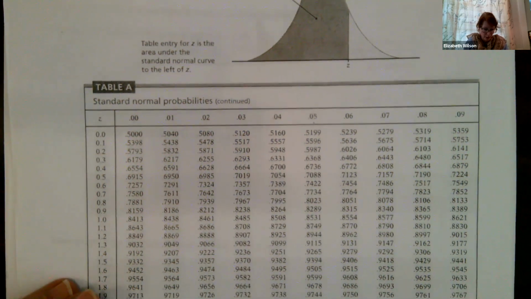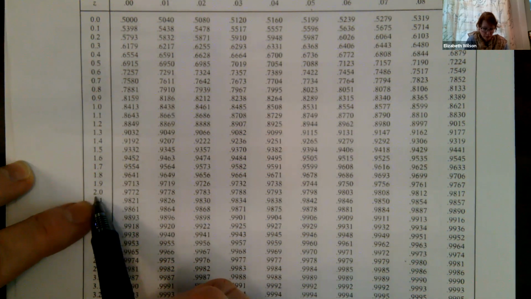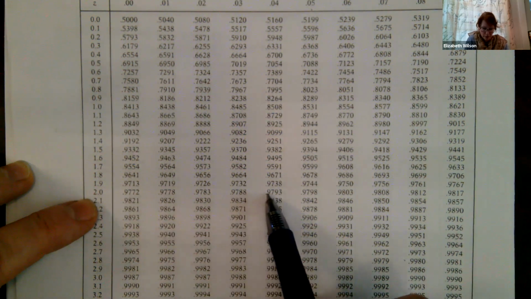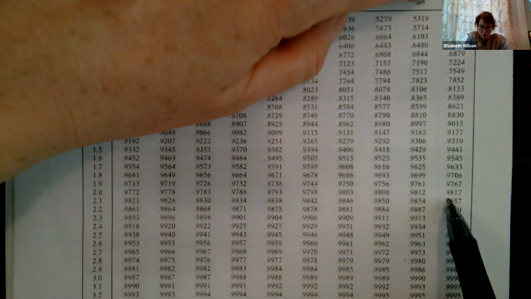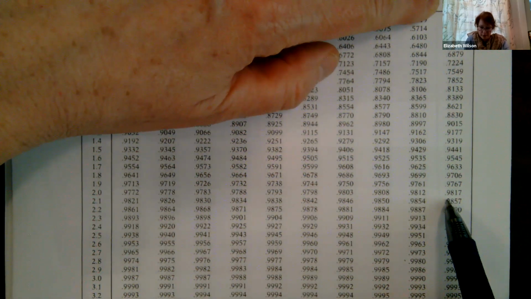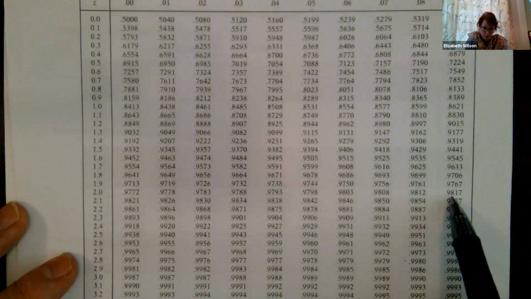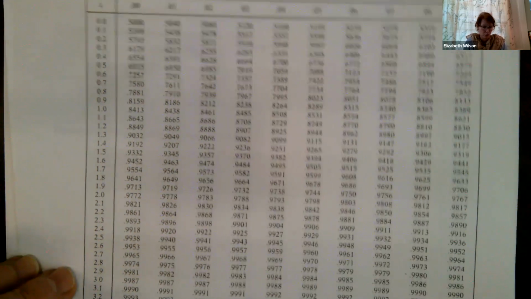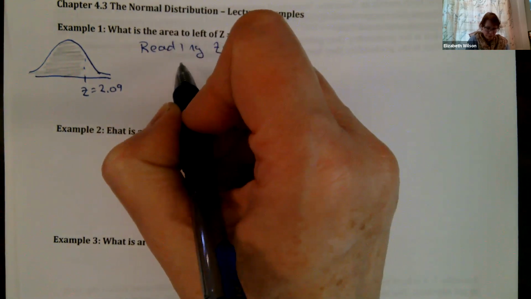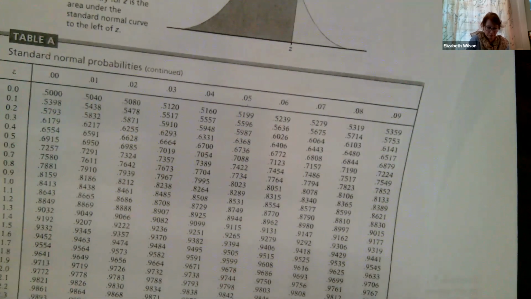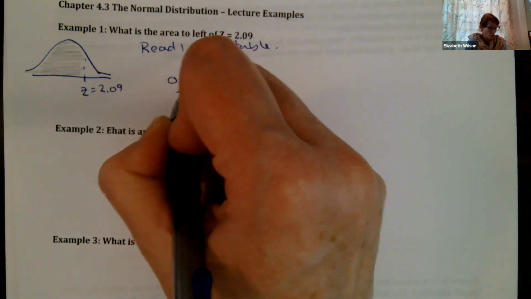So for 2.09, I go to the row that says 2.0, and I cruise all the way out until I get to the column that says 0.09. That's the value that I want. You may want to use a ruler or a piece of paper to make sure you have that. On the z table, we're going to get 0.9817.